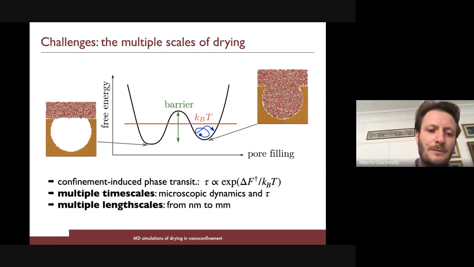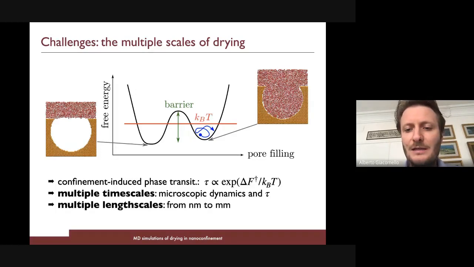k_BT. So this poses a challenge for us computational scientists because there is a multiplicity of time scales, ranging from the microscopic dynamics, which is fast, in our case the thermal agitation of the molecules, and a long time scale, which is dictated by the free energy barriers of the system. This is also a problem in experiments, by the way.